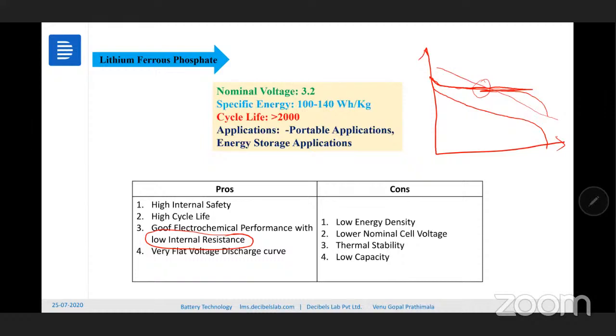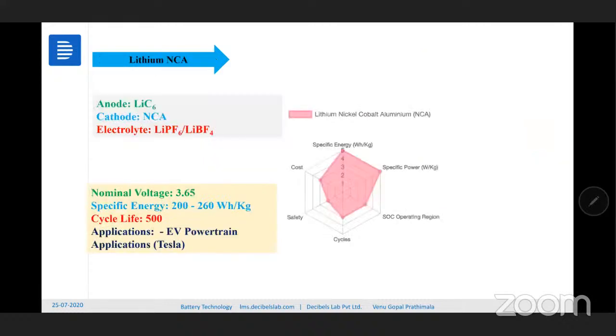Coming to the cons, it has low cell voltage and low energy density. As I told you, if you have a low cell voltage or low cell capacity, of course it leads to low specific energy because it is a product of specific capacity and voltage. That is the reason we have low energy density. It also has thermal stability and low capacity problems. So here we have low capacity and low cell voltage, which lead to low specific energy. That's about lithium iron phosphate.